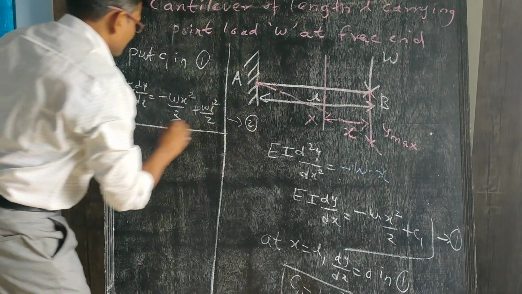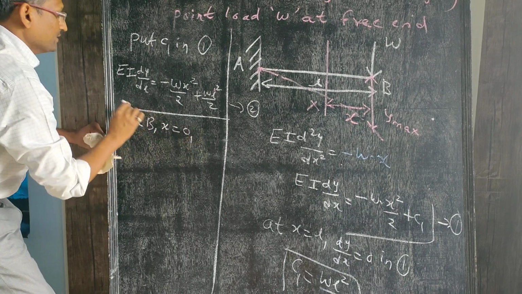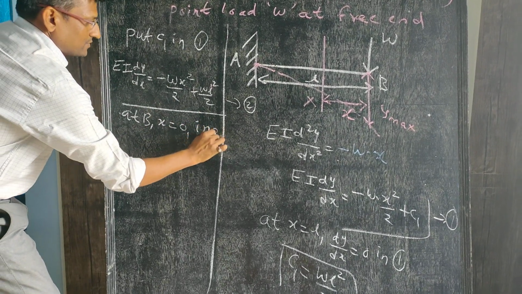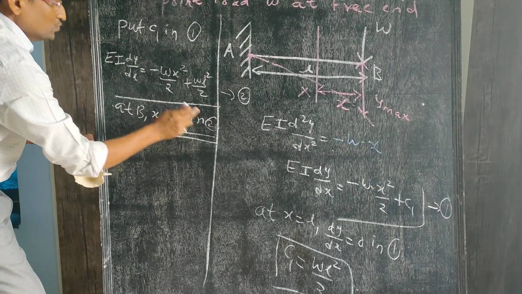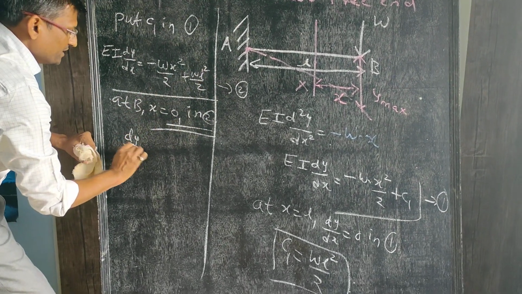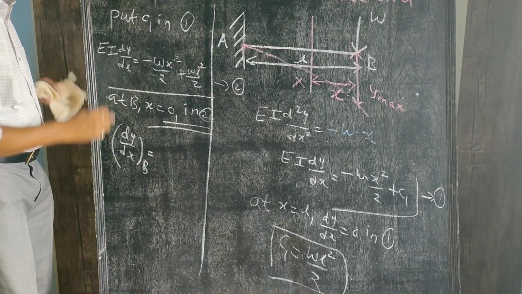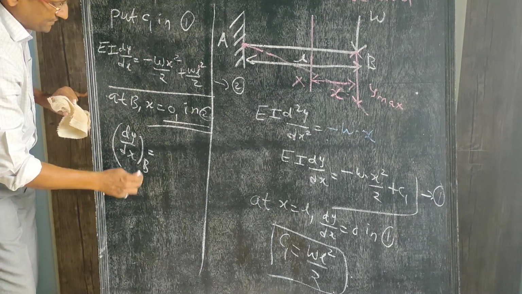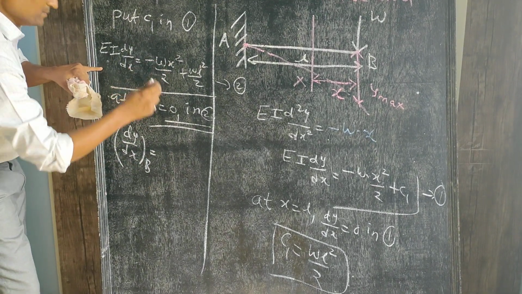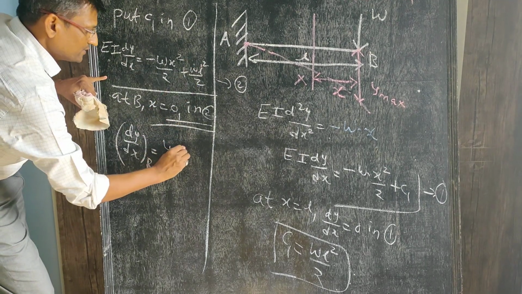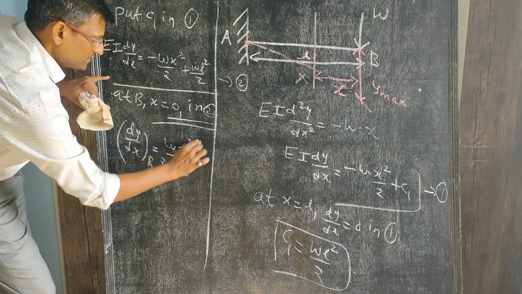At B we know x is 0. So if you put x equal to 0 at B, we will get the slope. So put x equal to 0 in equation number 2. So the slope at B will then be found. Put it here. So that will be, divide this. Put x equal to 0, the first term will become 0, so what remains is the second term only. WL square upon 2EI. Is it?